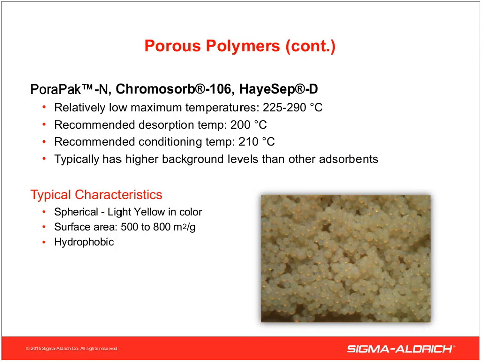Some other porous polymers include Porapacks, Chromasorbs, and Aseptes. These have lower maximum temperature limits of 225 to 290. We desorb them at a much lower temperature, around 200, and a conditioning temperature of 210. Typically, they also have higher background levels than other adsorbents and can easily be used for concentrations in the parts per million range. The other typical characteristics of porous polymers: they're light yellow in color, surface area ranges from 500 to 800 meters squared per gram, and they're also very hydrophobic.